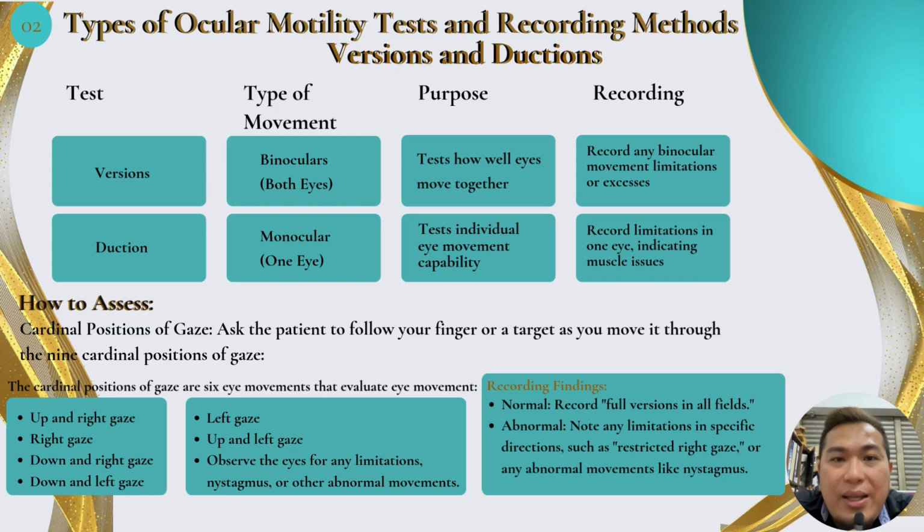Procedure: during this process, I ask the patient to follow the target as it moves smoothly through each position. Both eyes should ideally move together without any lag or delay, demonstrating smooth coordinated movement in all directions. In recording findings, if both eyes show normal movement, we would note something like "full version in all fields." If we observe an abnormality, we might say "restricted right gaze" or note any abnormal movement like nystagmus.